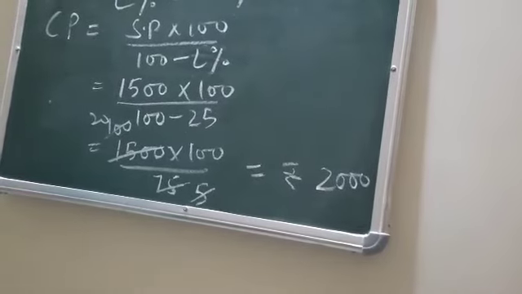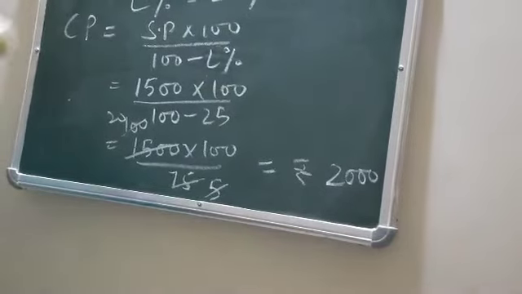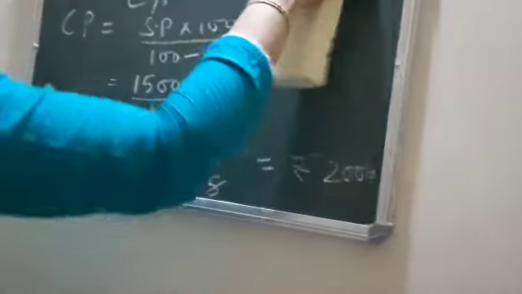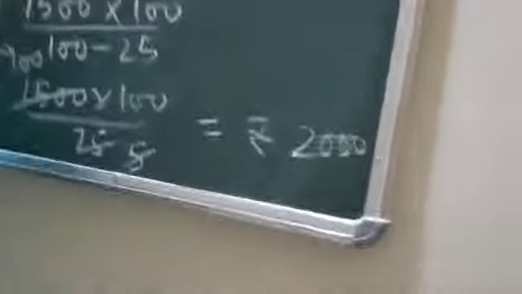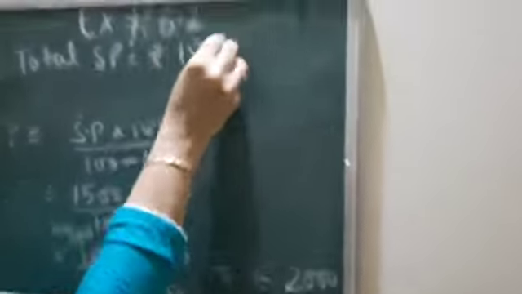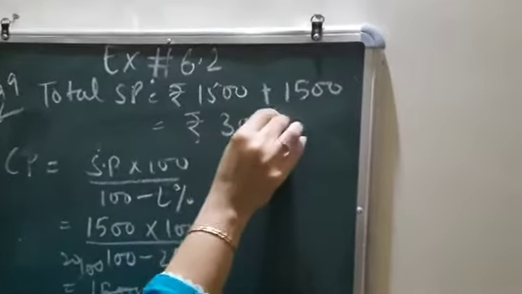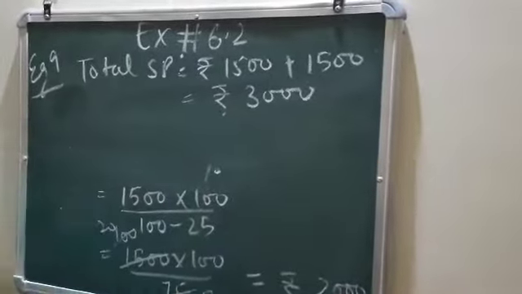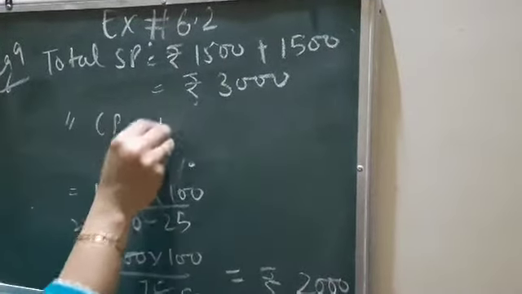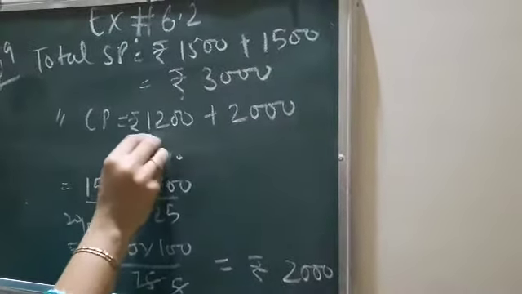Now you can see we have the SPs of both the calculators and we have the CPs of both the calculators also. So we'll find total CP and total SP first, and then we will see whether he has got a profit or a loss. So total SP will be 1500 plus 1500, which is rupees 3000. And then we'll find total CP. The total CP will be, for the first one rupees 1200 and for the next one 2000. It is rupees 3200. The total CP is 3200, total SP is 3000.